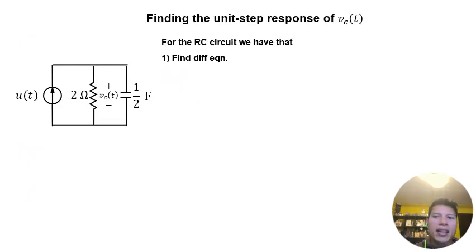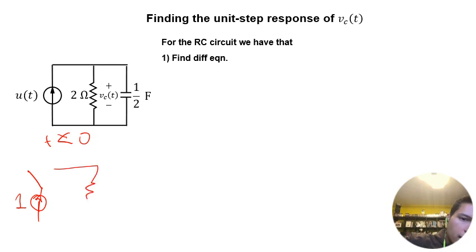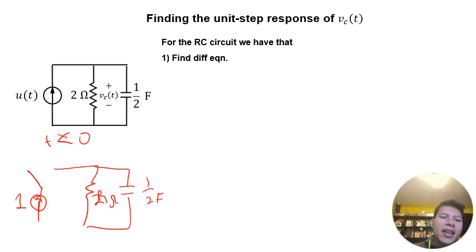So let's say we wanted to analyze this particular circuit. So first, for time less than 0, we have basically a 1 here, and then a resistor, and then a capacitor, which is 2 ohms, and 1 over 2 farads. Well, in this particular case, we have that nothing has been connected to the circuit, so we know that VCs of 0 is going to be equal to 0.